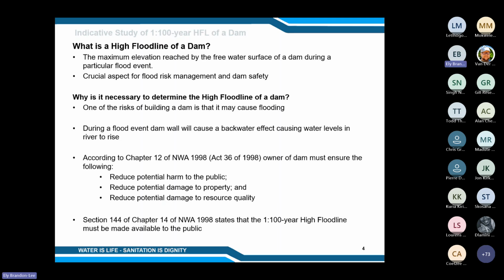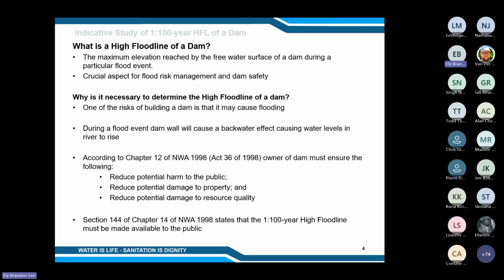Therefore, the indication of a high flood line is necessary to warn the public of the potential maximum elevation which could be reached by the water in the dam during a flood, particularly the 1 in 100-year flood, so that they can stay clear of this area and not build any infrastructure within the demarcated area.